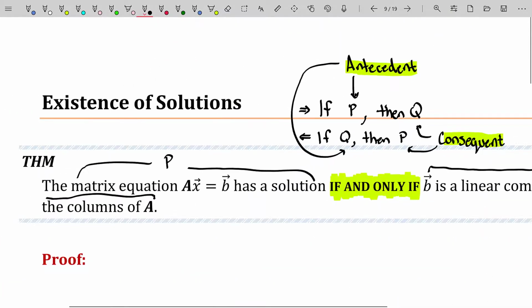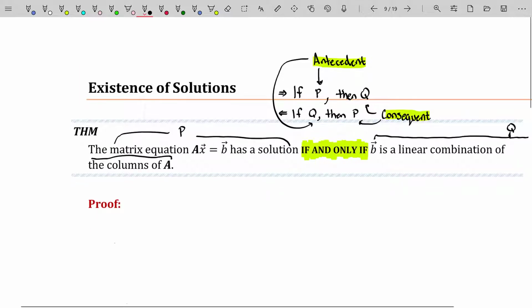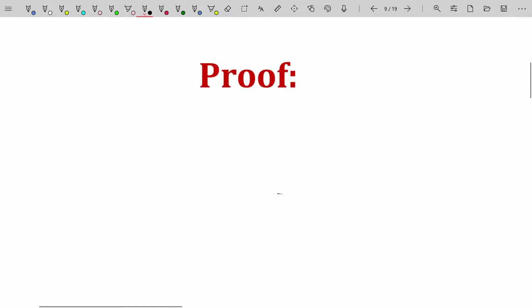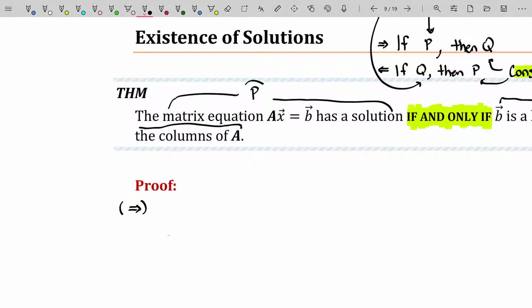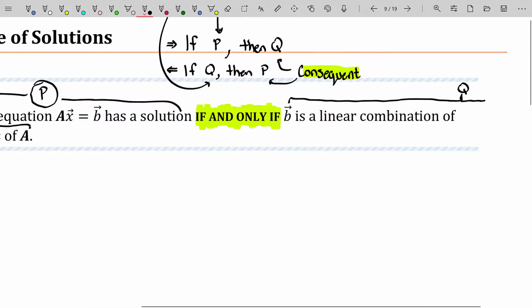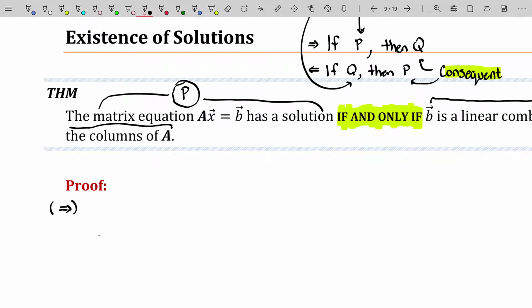So let's go ahead and structure our proof right now. It is very common that when you're doing a proof for an if and only if statement, you let the world know which direction you're starting with. So it is very common in mathematics to see somebody write that, which means they're proving the forward statement. If the matrix equation AX equals B has a solution, then the vector B is a linear combination of the columns of A. So let's focus on that proof first.